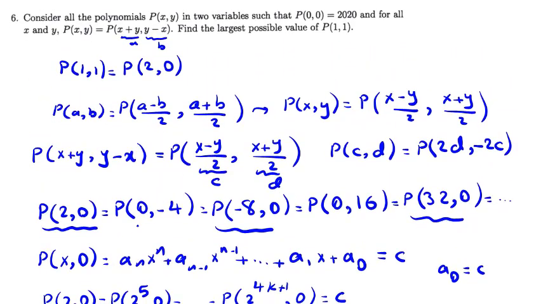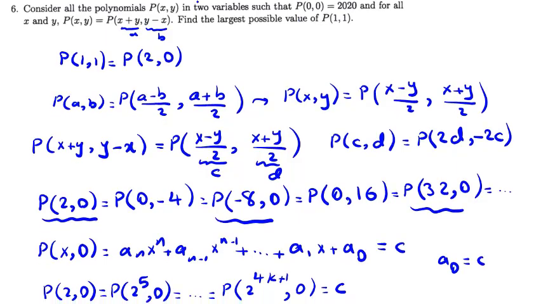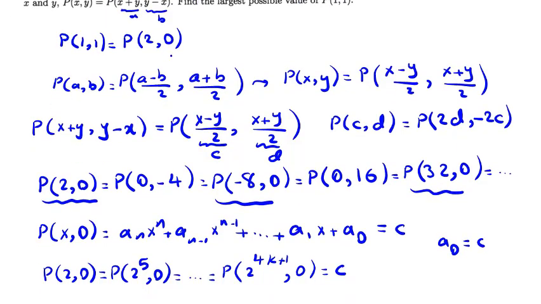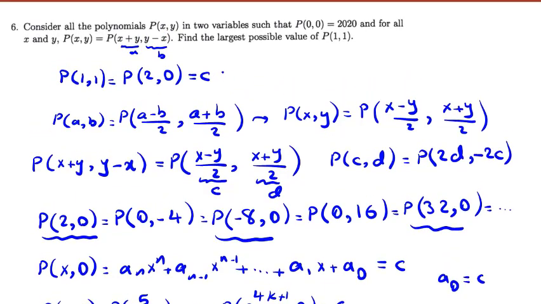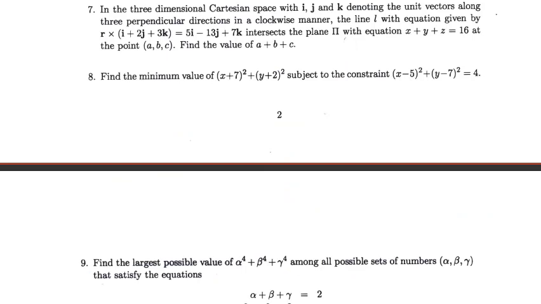And now we know what? We know p(0, 0) equals p(1, 1) equals p(2, 0). So p(2, 0) is c, and p(0, 0) equals also c. So we said it is 2020. So p(1, 1) equals 2020.